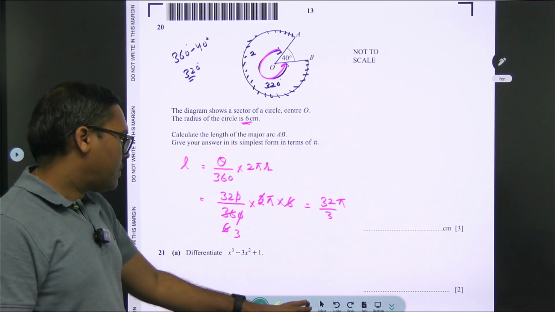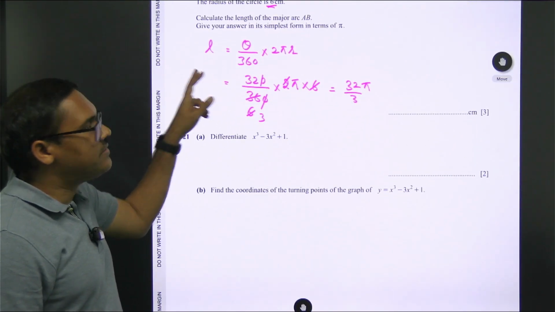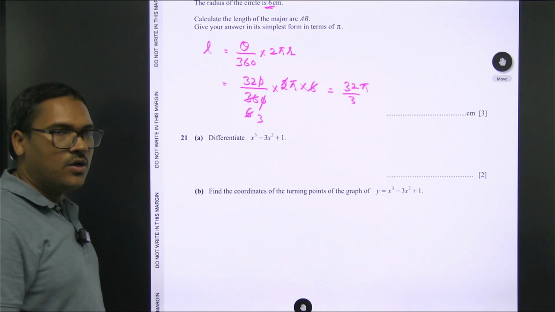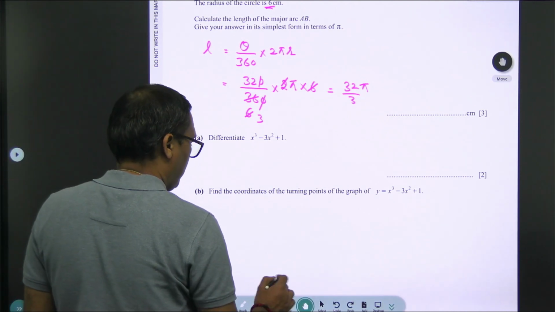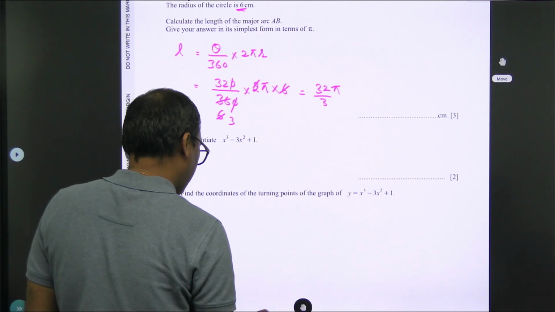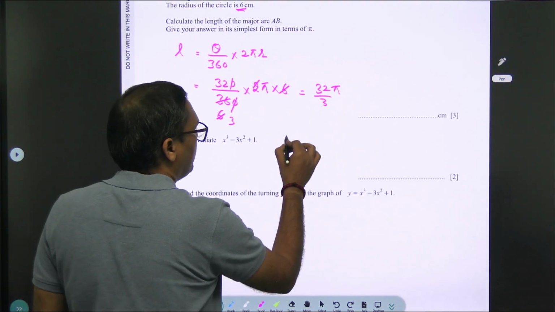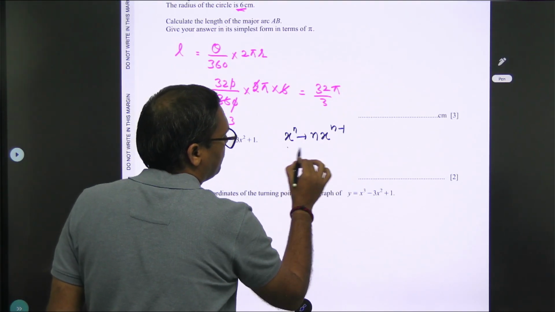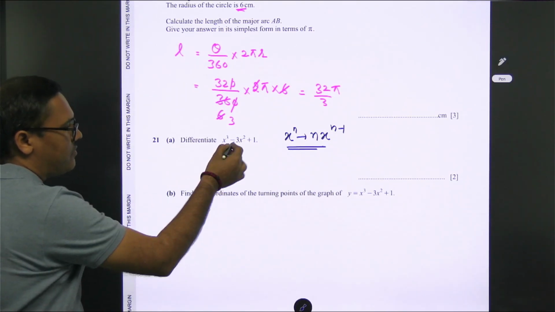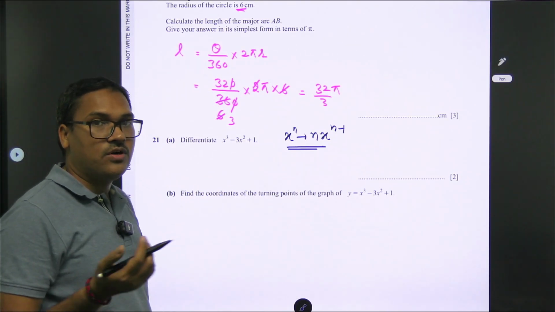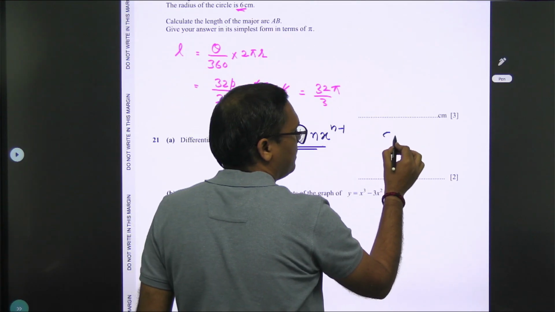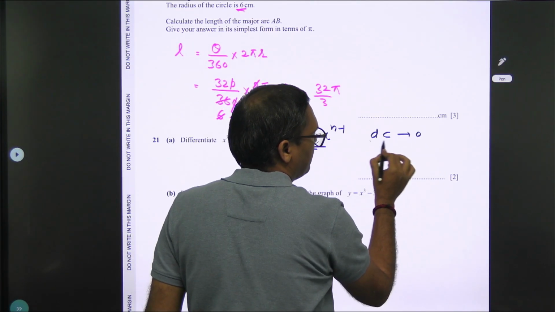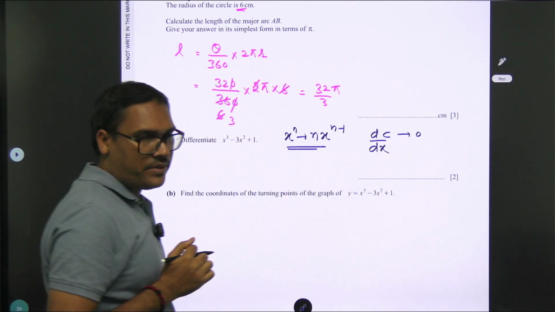Okay. So next question on differentiation. If you have to differentiate this, what are the rules of differentiation? We know the differentiation of x raised to n is n x raised to n minus 1, and constant will remain same. And differentiation of constant is always 0. Differentiation of constant is equal to 0, right?